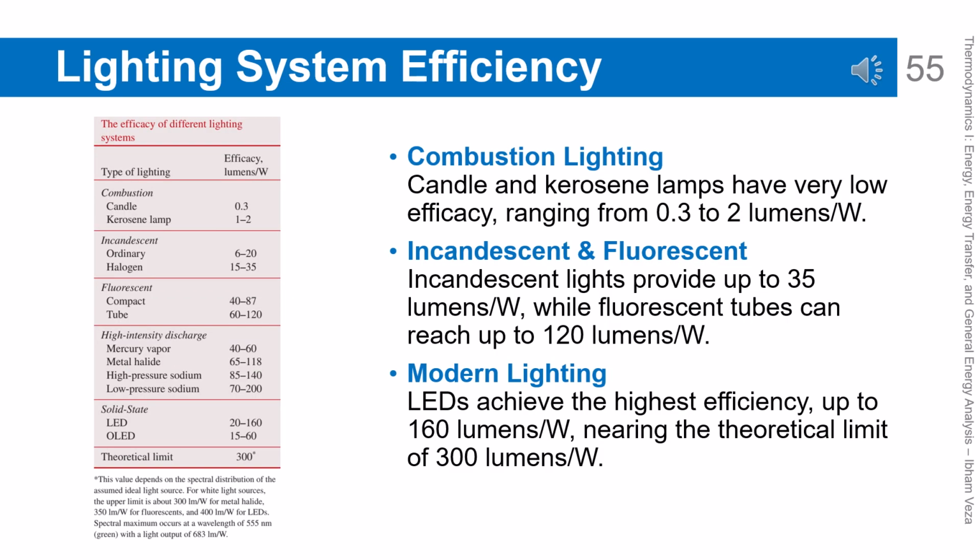Lighting system efficiency. Lighting efficacy shows how efficiently electrical energy is converted into light. Old technologies such as candles and oil lamps are very inefficient. Modern lamps such as LEDs are much closer to the theoretical limit. This shows how technological progress improves energy utilization. This example connects energy efficiency with everyday life.